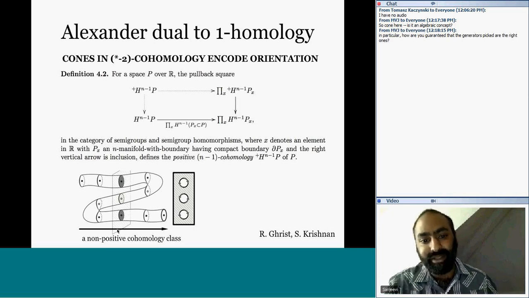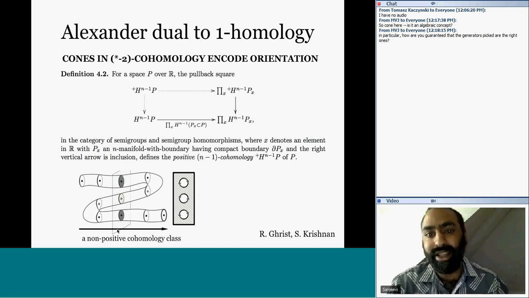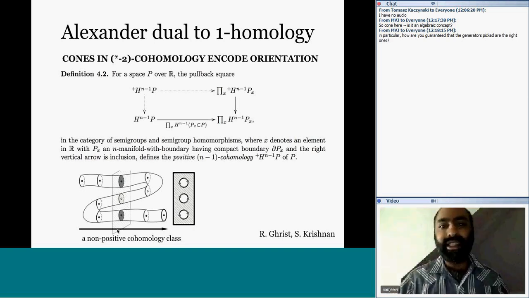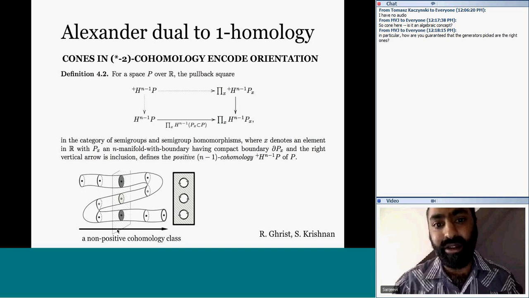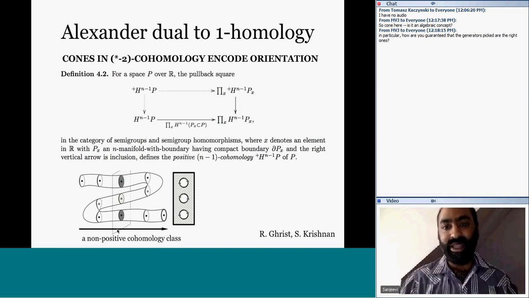Okay, so this is positive cohomology. It is the n minus first cohomology of this n plus one dimensional space P parameterized over the real number line, and it gets defined as a pullback diagram. That just means we're formalizing what we mean by saying it's a certain distinguished subset of the n minus first cohomology of P.